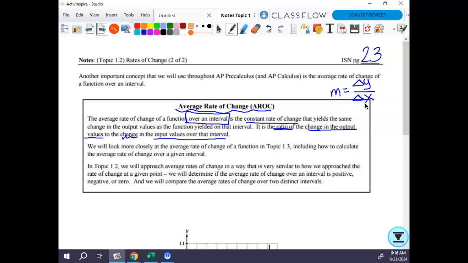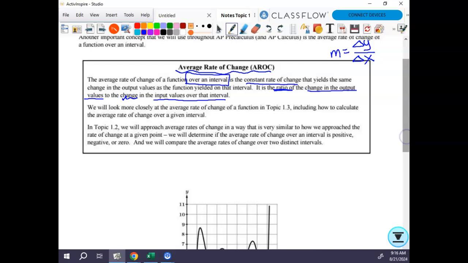We will look more closely at the average rate of change of functions in 1.3, but we will do some of that today. In this topic, we'll approach average rates of change in a way that is very similar to how we approached the rate of change at a given point. We will determine if the average rate of change over an interval is positive, negative, or 0, and we will compare the average rates of change over two distinct intervals. Okay?